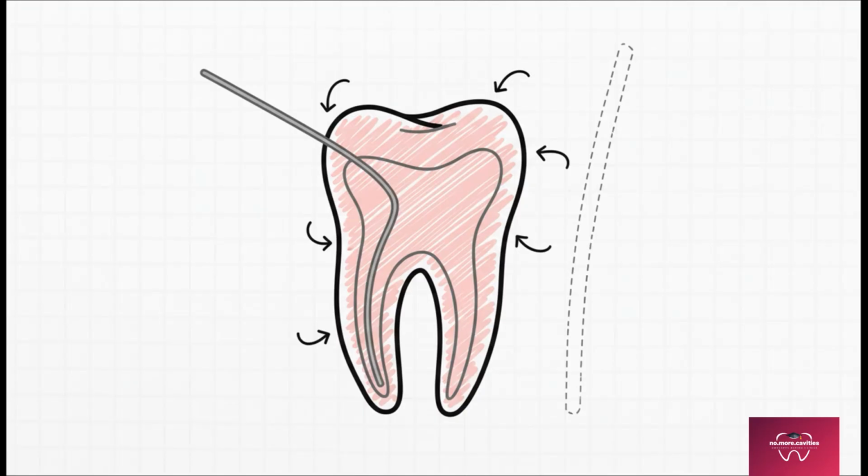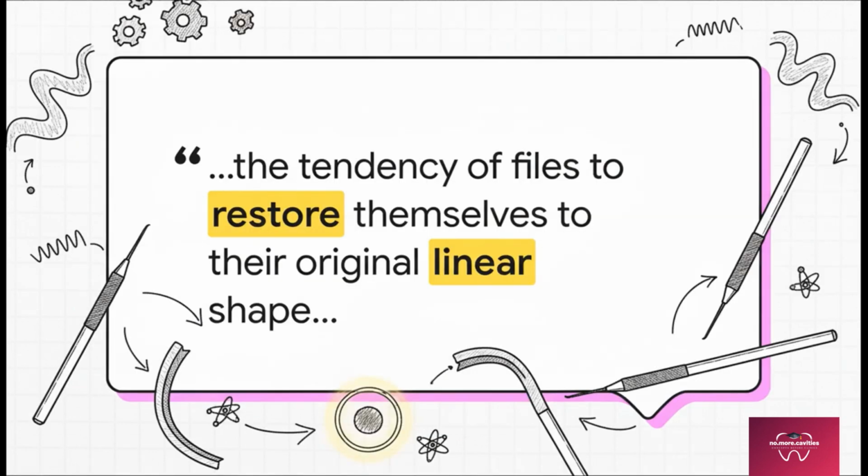So, here's the setup for our microscopic drama. You've got the curved root canal that needs to be cleaned. The tool for the job is a very thin, flexible metal file. But here's the crucial point. Even though that file can bend, it has a physical memory. It constantly wants to snap back to being perfectly straight. This whole thing is driven by what experts call the tendency of files to restore themselves to their original linear shape. It sounds technical, I know, but that single physical property is the engine for all the potential problems. And this is key. It's not a mistake by the dentist. It's just physics at work on a tiny scale.